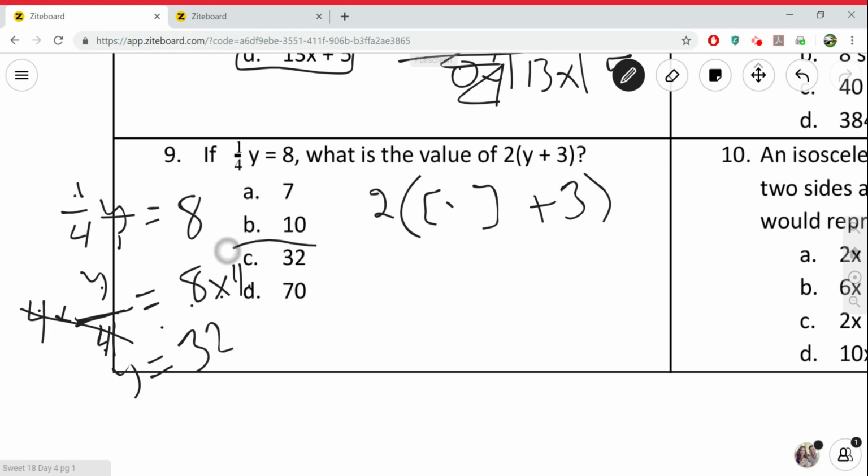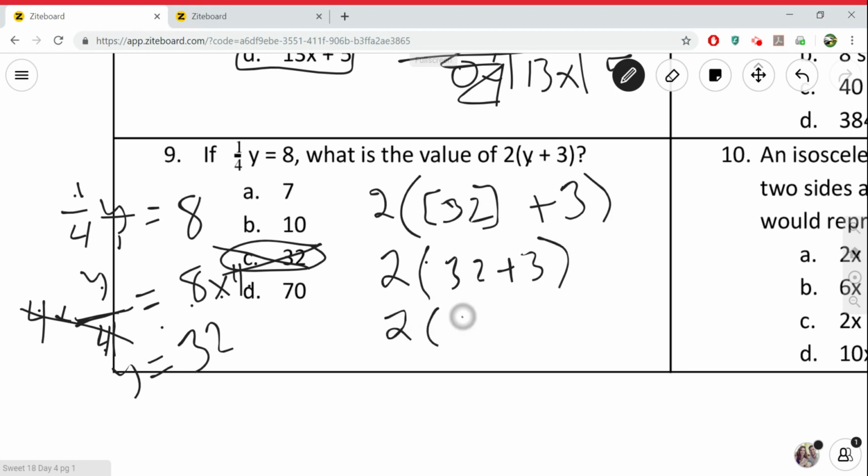Now you could be tempted to circle 32, but we're not done, because now we need to substitute 2 parentheses, and there used to be a y there, and so that should be 32 instead of the y. So 32 plus 3 is 35. 2 times 35 is equal to 70. So the answer is B, 70.